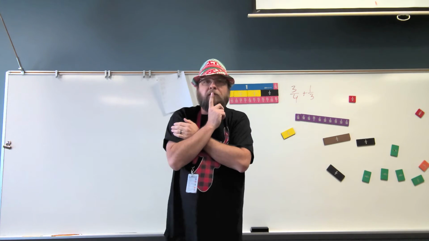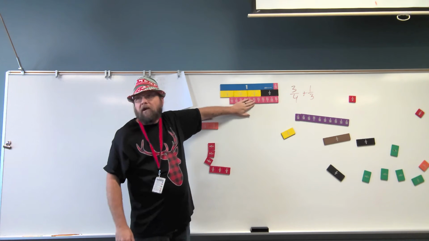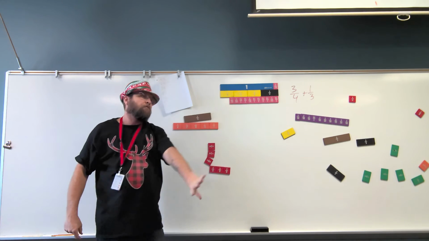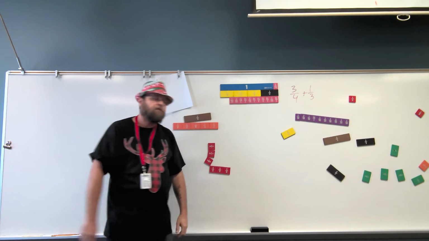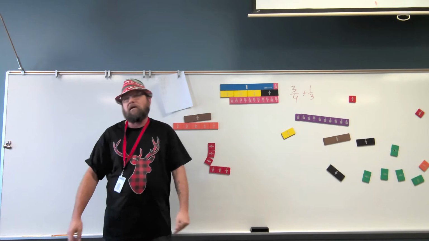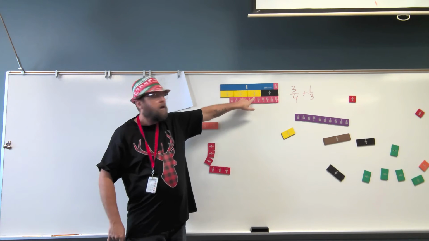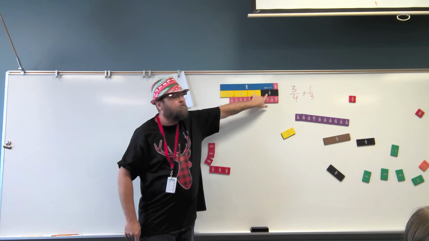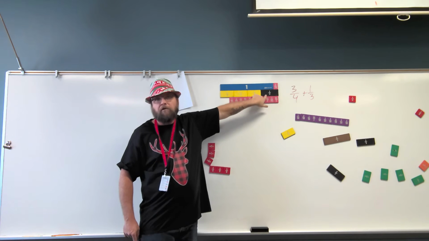Now let me give you another thing to think about. We chose our denominator of 12. Some of you put thirds up there to try and check it, and fifths, and eighths, and tenths. Your denominator has to be a multiple of both of the denominators you're adding.